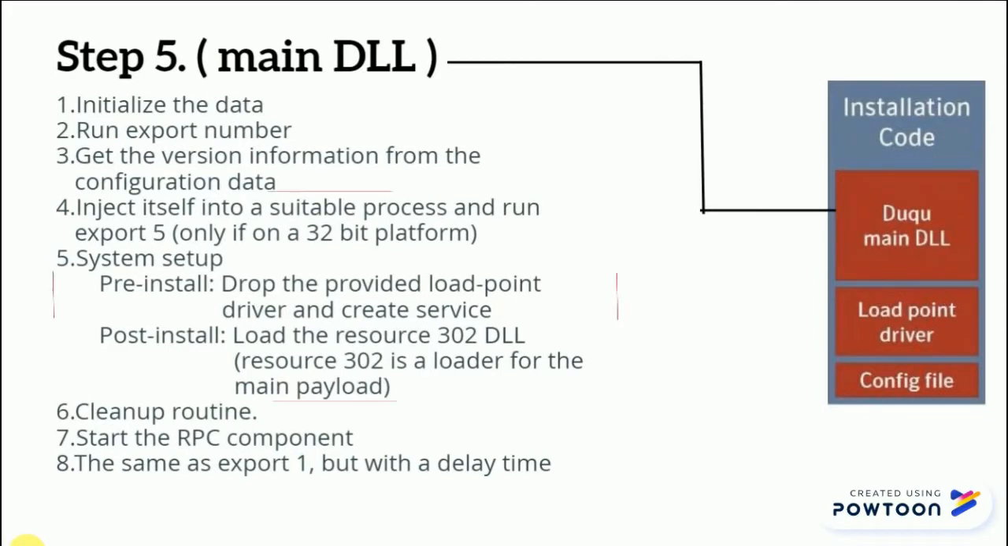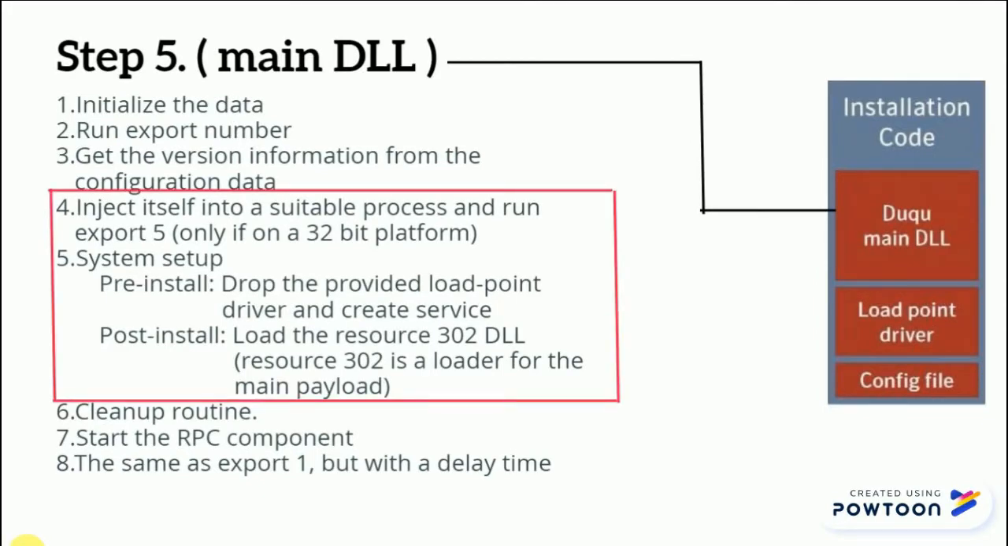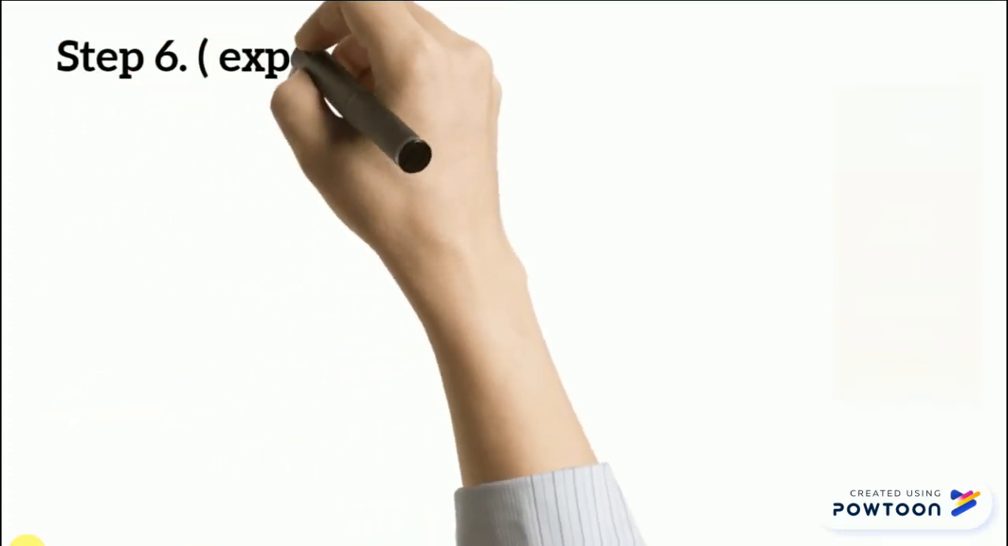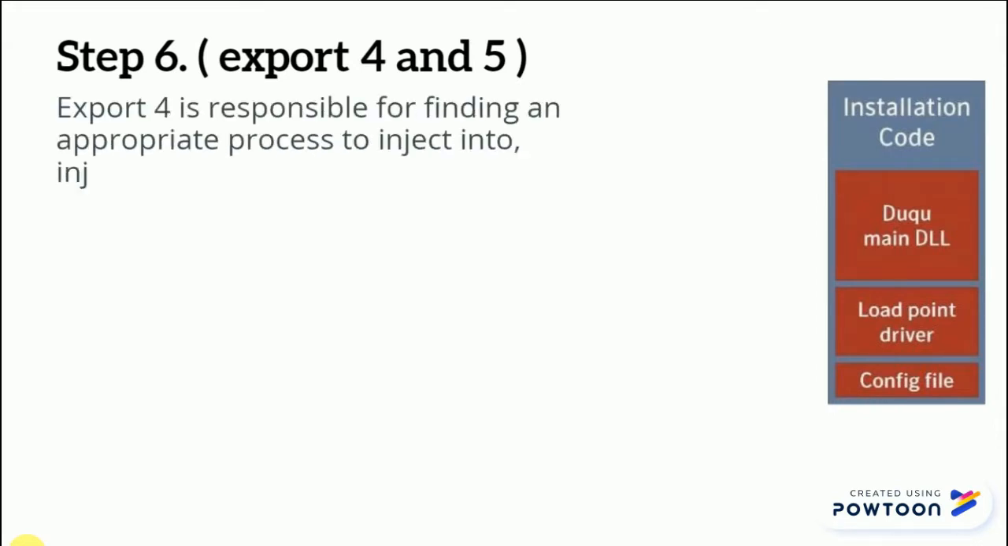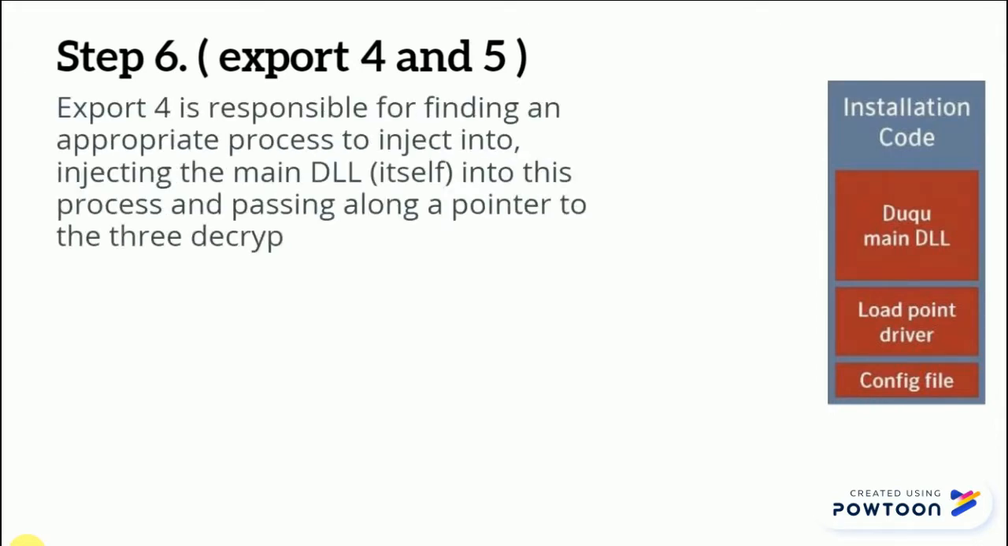Among these exports, only 4 and 5 are important to the initial installation process. So let's find out more information on those functions. Export 4 is responsible for finding an appropriate process to inject into, injecting the main DLL itself into this process, and passing along a pointer to the 3 decrypted files.